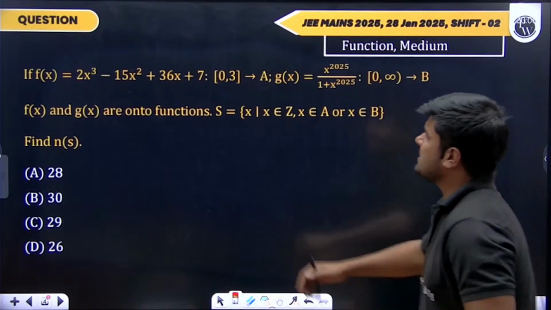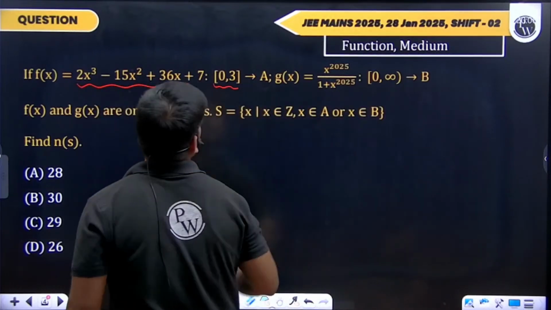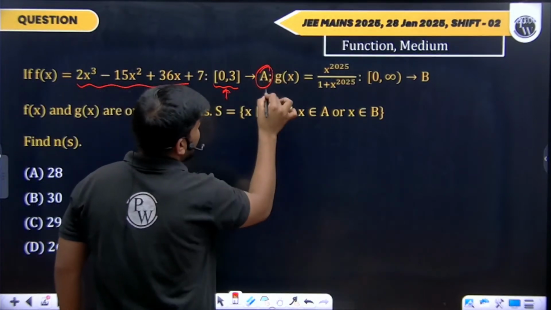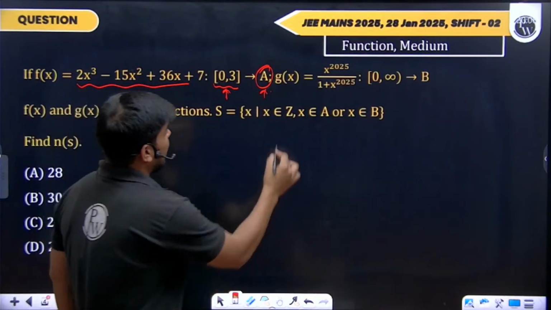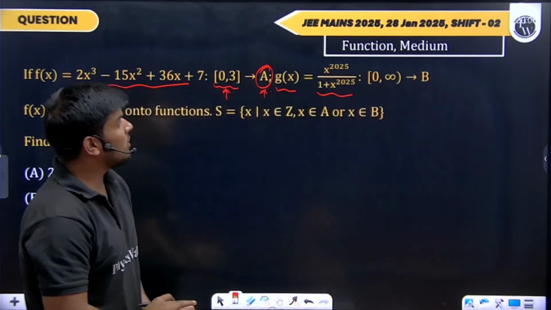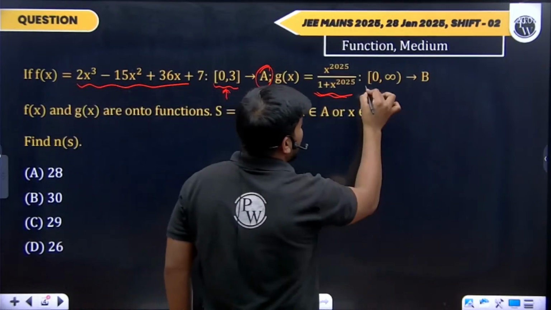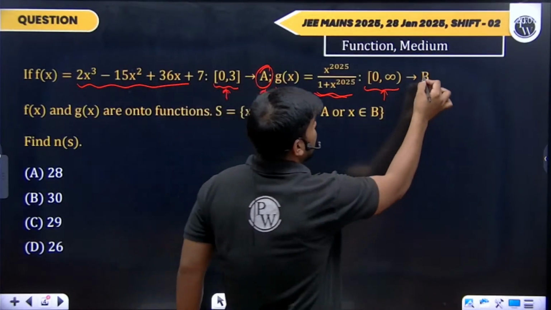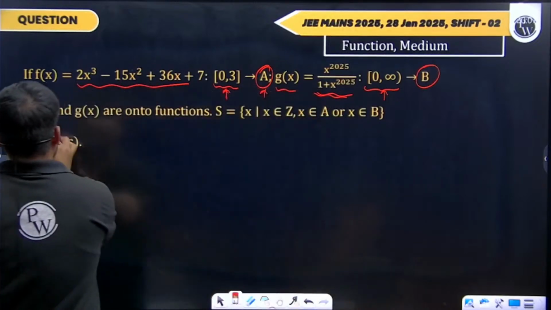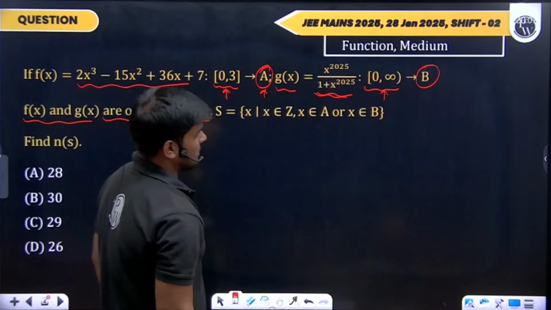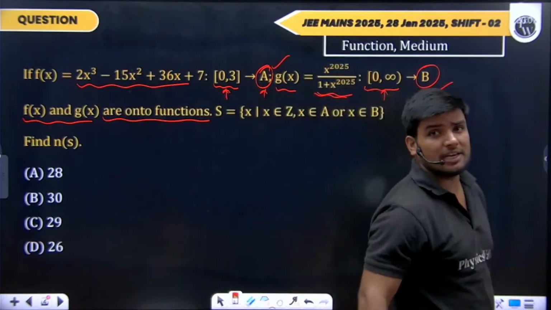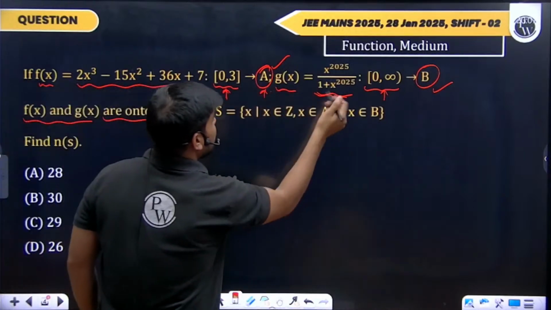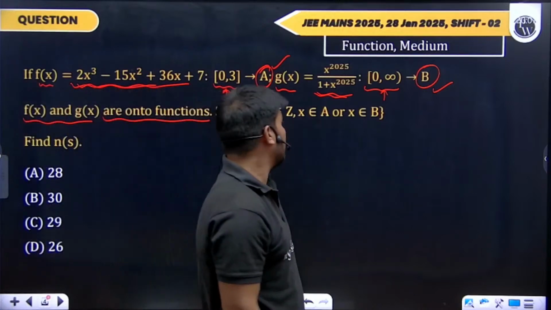In this question, f(x) is defined on the closed interval 0 to 3 with range A, and the codomain is given as A. Now g(x) is defined as x^2025 upon 1 plus x^2025, with domain the positive real numbers and codomain B. Now f(x) and g(x) are given as onto functions, meaning A and B will be the ranges of the functions f and g. So we have to find A and B; first we have to find the range of function f and g.